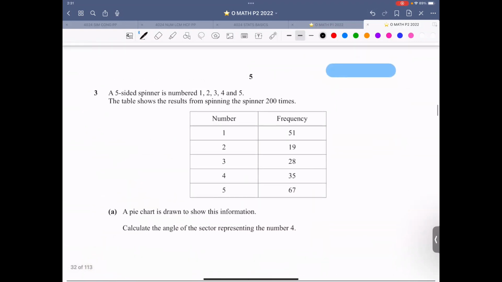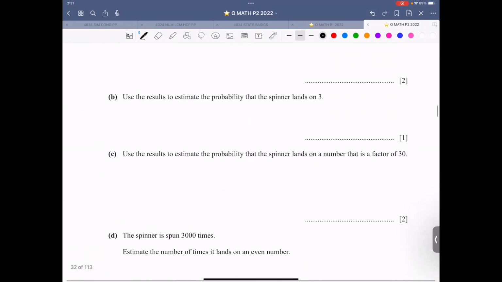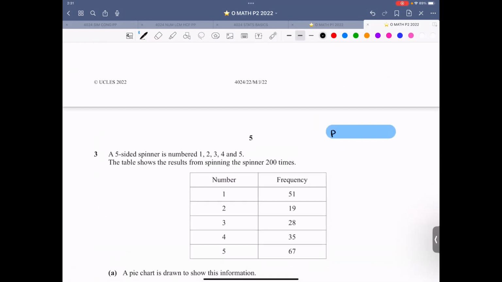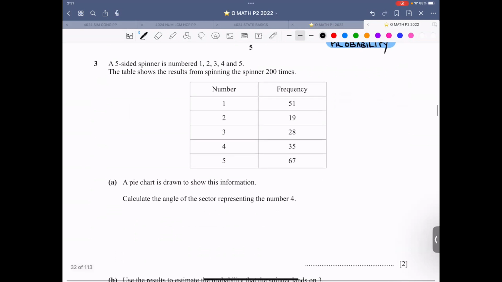Question number 3. This looks like pie chart and probability and things like that. So this is a probability. Let me write it down. Basic probability. A 5-sided spinner is numbered 1, 2, 3, 4, and 5. The table shows the result from spinning the spinner 200 times. That means this total over here is 200. So let me just highlight this. This total is 200.